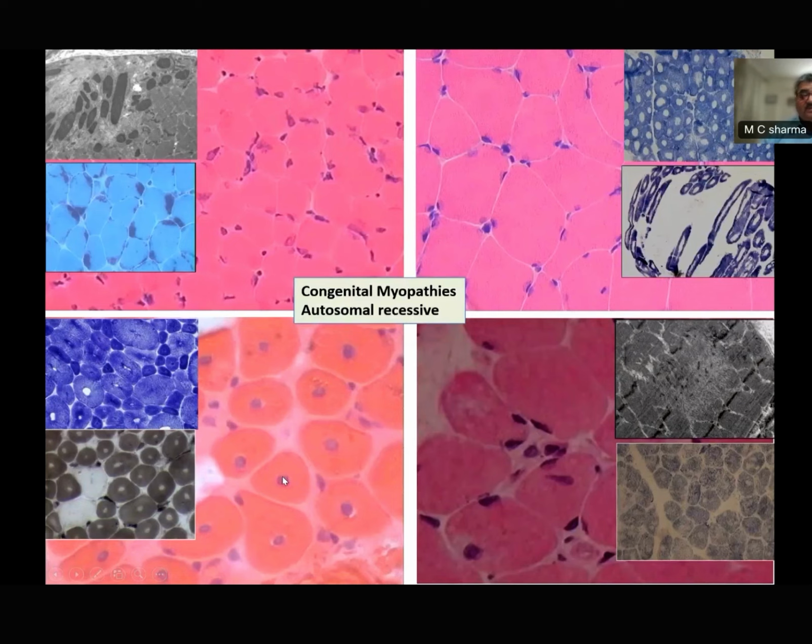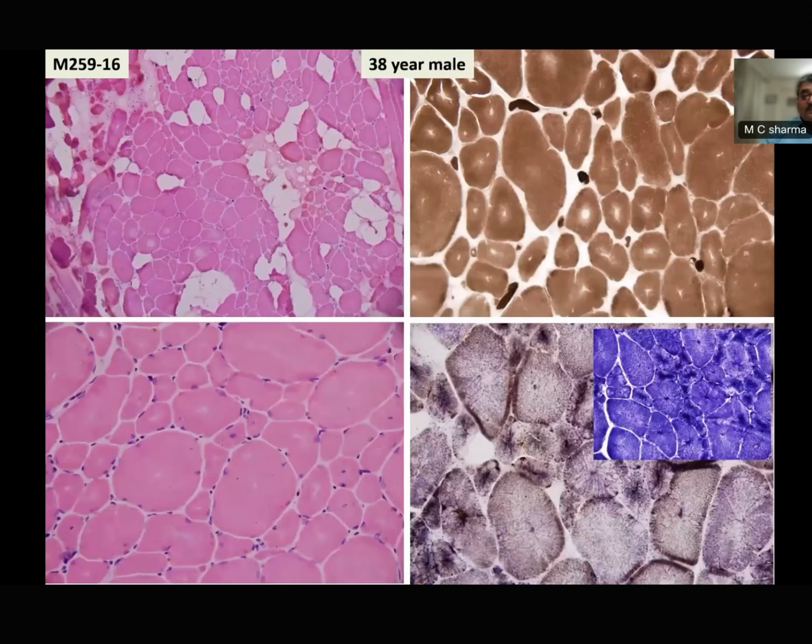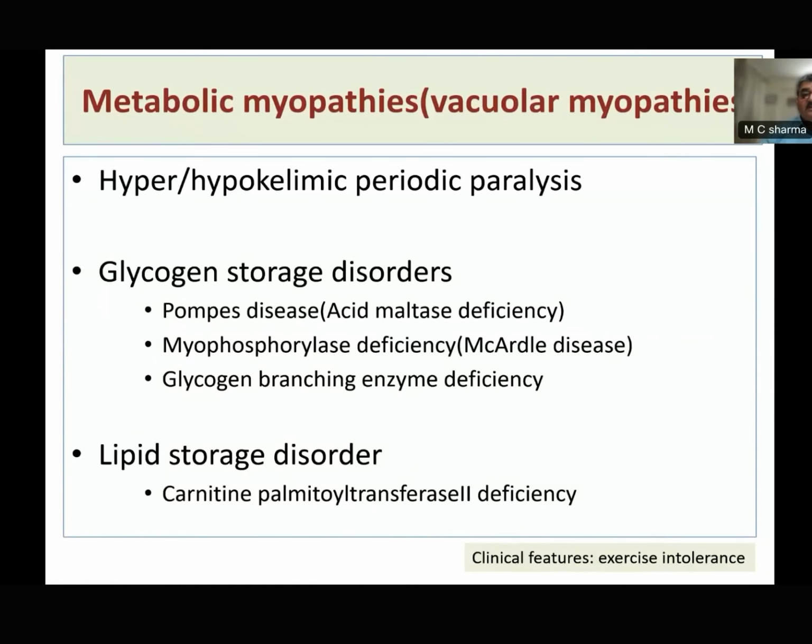This is the central core, centronuclear. All the nuclei are in the center. See, internalization is different, where there is more than one nucleus and they are not perfectly in the center. This is the centronuclear. Sometimes the congenital myopathy can present in the late stage, autosomal dominant, and look like muscular dystrophy. One should be very, very careful when they present at a later age.